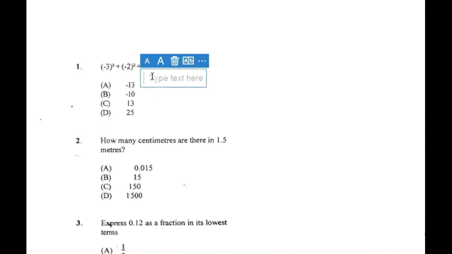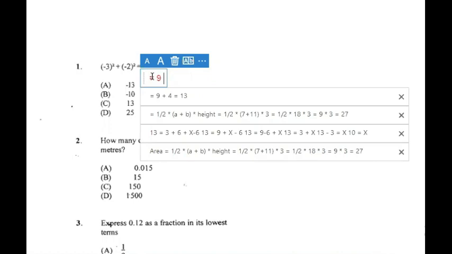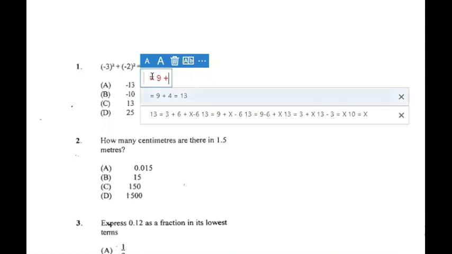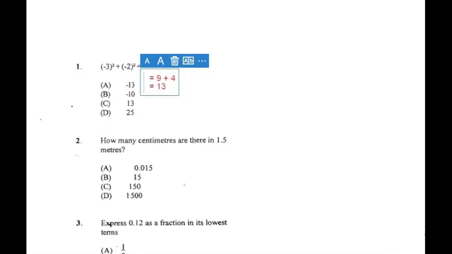So we'll start with number 1, -3 squared plus -2 squared. What we need to always remember is that once you square a negative number, it becomes positive. A negative times a negative will give you a positive. So -3 squared gives us +9, plus -2 squared gives us +4, and 9 plus 4 is equal to 13. So our answer for number 1 is C. Remember guys, it's all about maximizing our marks wherever possible.